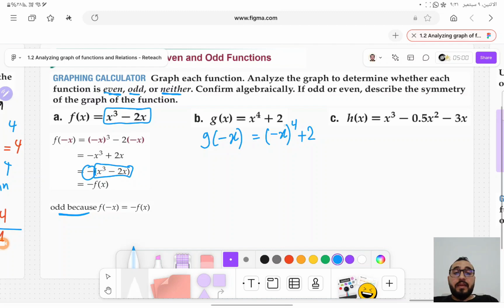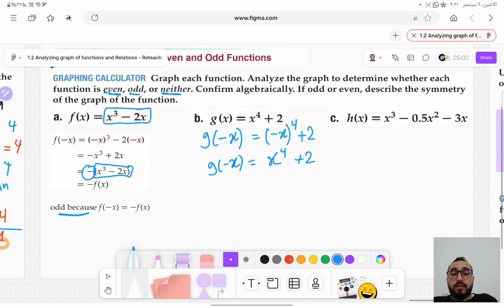Now for any power, if the power is an even number, the negatives cancel and it will be positive. If the power is an odd number, the x will still be negative. That's what you can see here: the power is 3, so when you apply the negative it is still there. But here the power is even, so when I apply the negative x, it becomes x to the power of 4 plus 2.